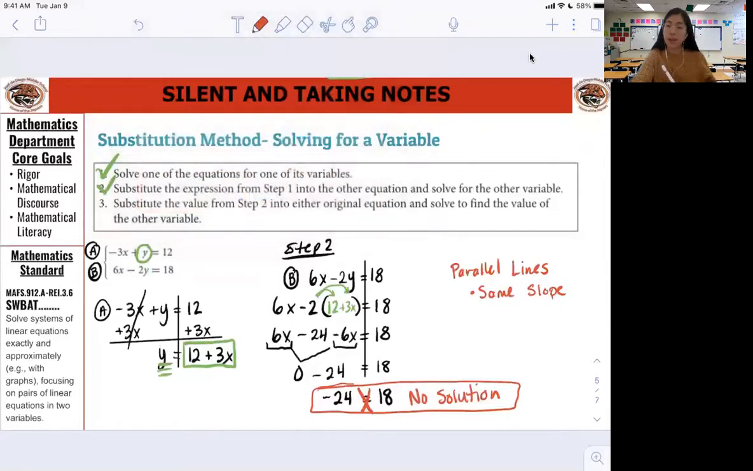And again, just like when we had infinite solutions, we are done at step 2. We do not need to continue on to step 3. We're done. Okie dokes. Almost there. We got 2 more to go.